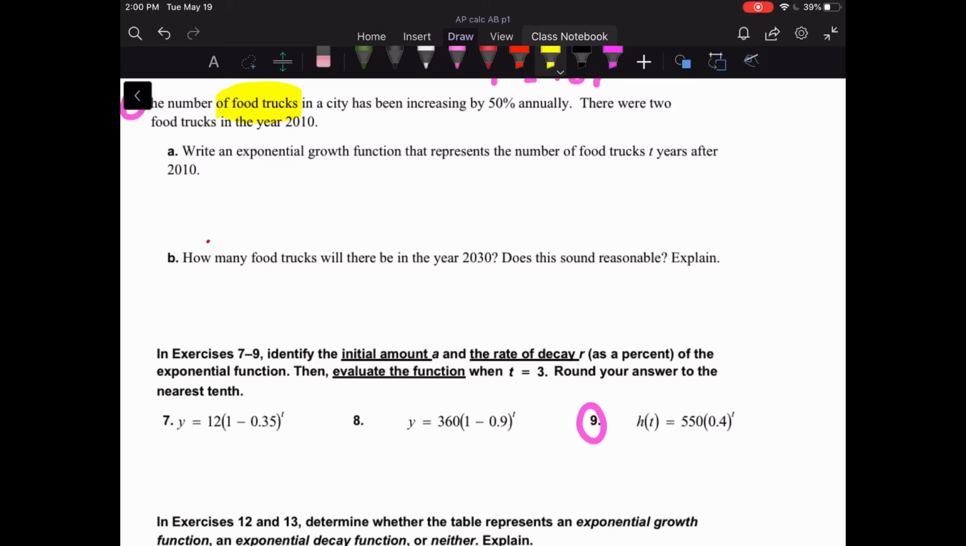But yeah, so they're looking at food trucks that in a city have been increasing by 50% annually in a city. There were 2 food trucks in the year 2010.